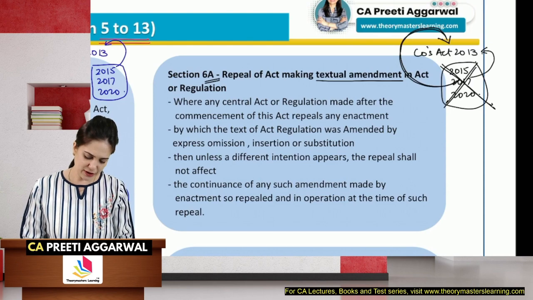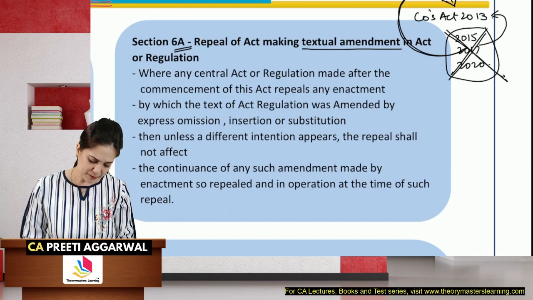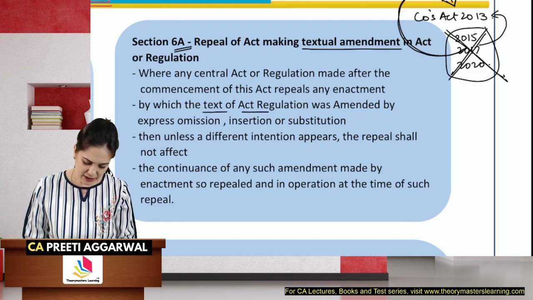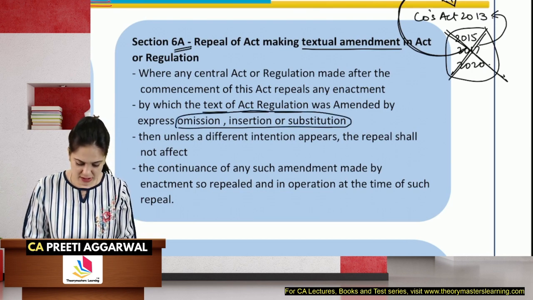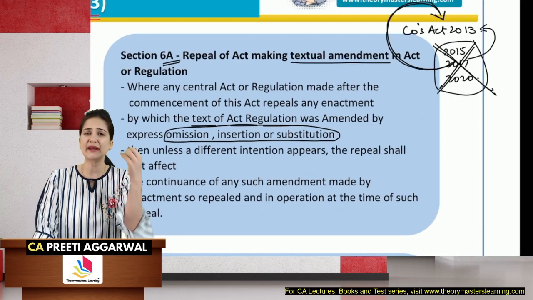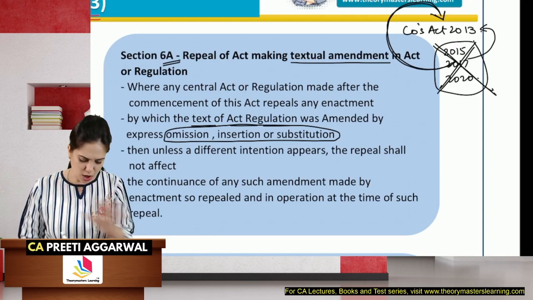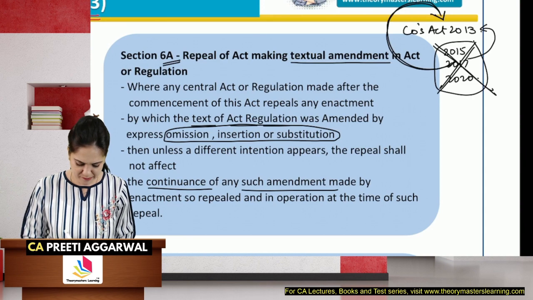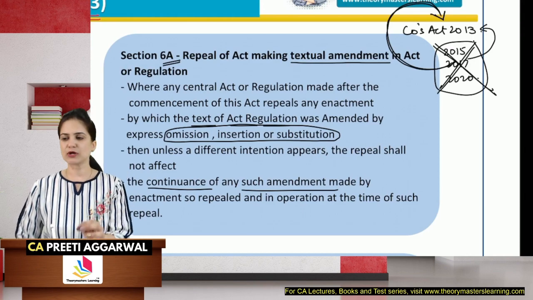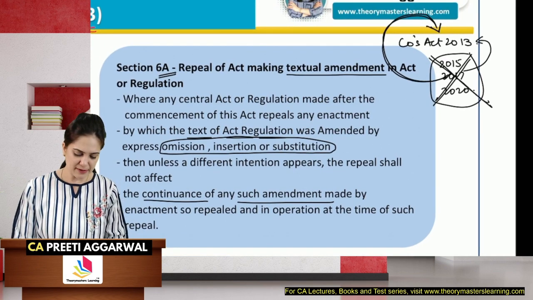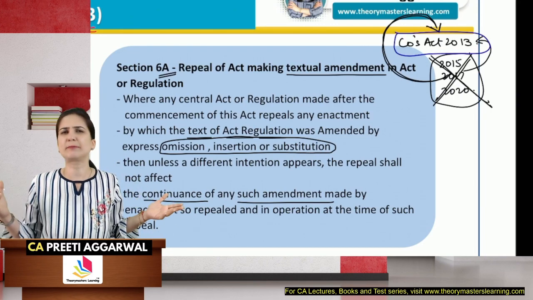Where any central act or regulation is made after the commencement of this act, the General Clauses Act 1897 says it repeals any enactment by which the text of the act or regulation was amended by express omission, insertion, or substitution. So we may have made certain amendments in the Companies Act 2013 by adding, amending, or omitting certain provisions. Then, unless some different intention appears, the repeal shall not affect the continuance of such amendment made by the enactment so repealed and in operation at the time of repeal. So just because we have repealed the amendment act, the textual amendments which they have made in the original act will not be affected. They will continue as they are. It is as if the repeal was never made.